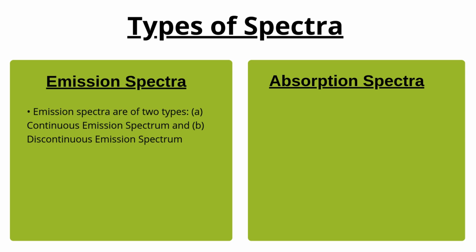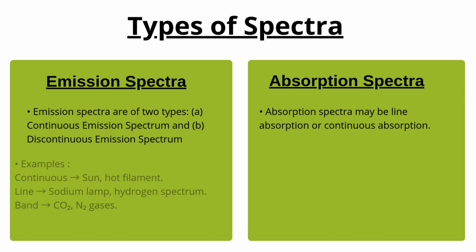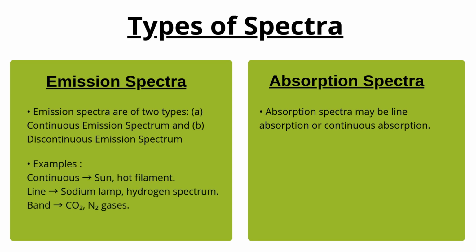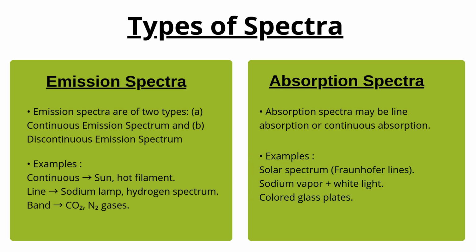Emission spectra are of two types: A. Continuous emission spectrum and B. Discontinuous emission spectrum. Absorption spectra may be line absorption or continuous absorption. Examples: continuous: sun, hot filament. Line: sodium lamp, hydrogen spectrum. Band: CO, N gases. Absorption examples: solar spectrum, Fraunhofer lines; sodium vapor plus white light; colored glass plates.